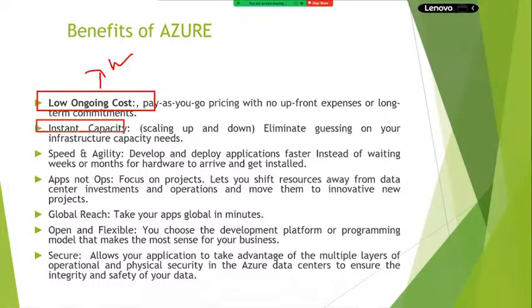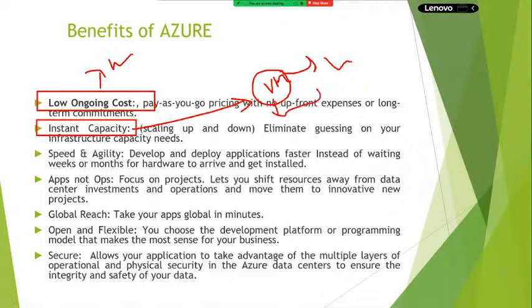Next, instant capacity. Instant capacity in the sense, I would like to increase the size or downgrade the size of a VM, or the configuration of the app services. Anytime, anywhere, if you have internet connectivity, you can downgrade or upgrade the configuration of your application. That is instant capacity, like instant coffee. Next, speed and agility.